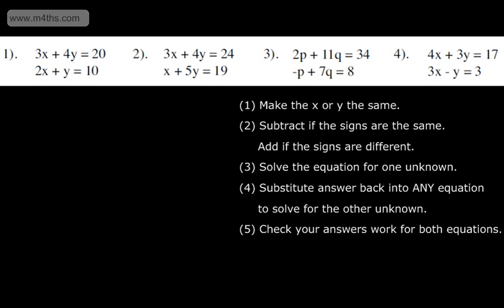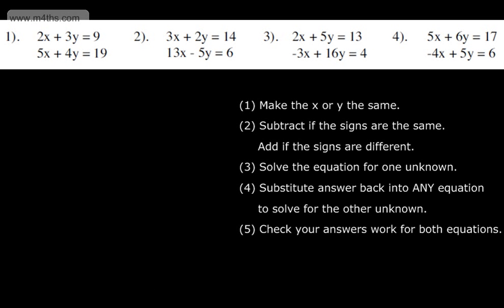So if we look now at some slightly different ones, this time we can see neither the x's nor the y's are the same. I've got two different approaches with this, and I'm going to show you both ways. We could now make these both 10x. That's the lowest common multiple of 2 and 5. With this one, we could make this 12y. That's the lowest common multiple of 3 and 4.